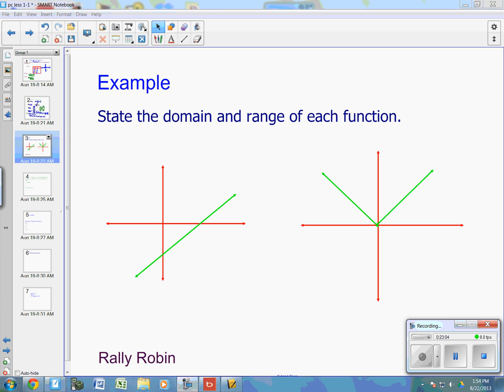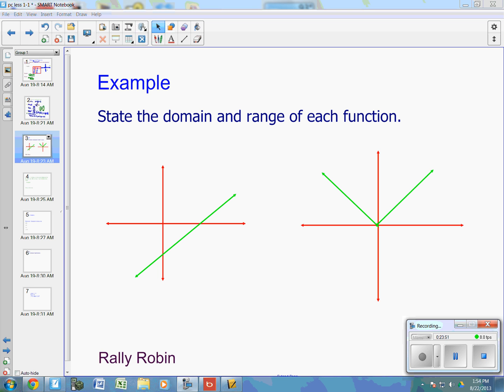Who thinks they know what the domain of that one is? It's the x-axis. What do you mean by that? So you're saying just wherever it crosses the x-axis is the domain? No, you're on the right track. Now keep in mind, domain is the x numbers, right? What x numbers could this function have? I'm probably confusing you, but what? It never stops. So what is the domain?